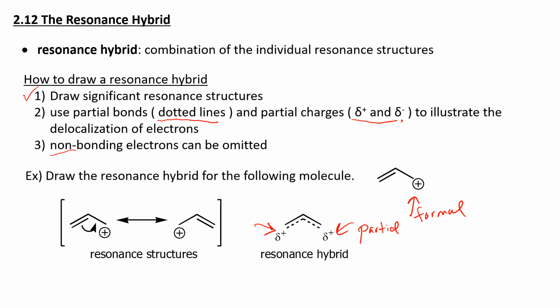And any non-bonding or lone pair electrons can be omitted. So for example, if we want to draw the resonance hybrid for the following molecule, we see that we've got our two resonance structures, and we're going to delocalize that charge. We can see that the bond is switching places. So we're going to just draw that dotted line in between all of the atoms involved in the delocalization. And we put positive partial charges in place where we had our full formal charges.